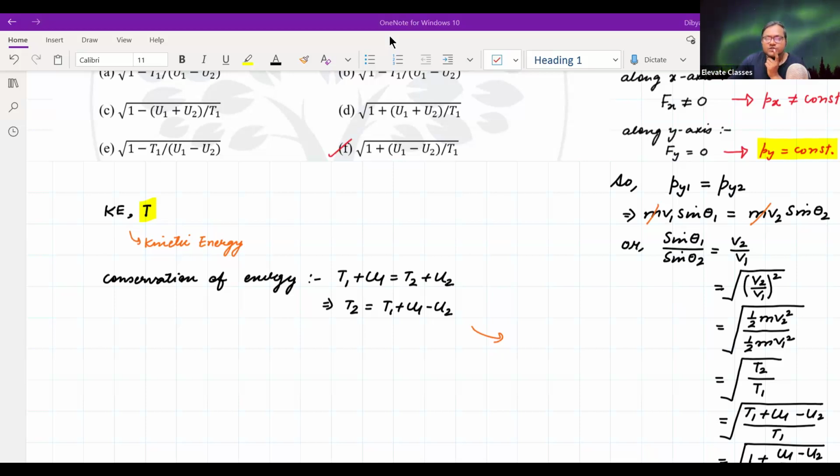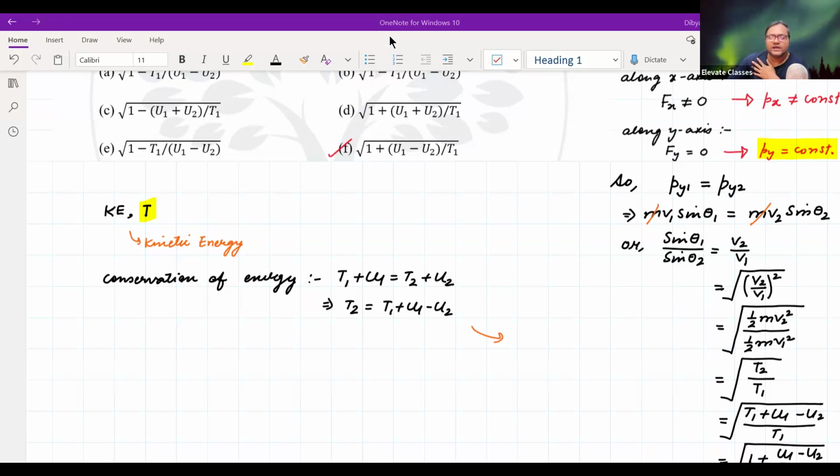Let me give you one more question. All right, let us move. I think that will be enough for this question. I'll give one more question of this kind in the homework. You please try it in the homework.